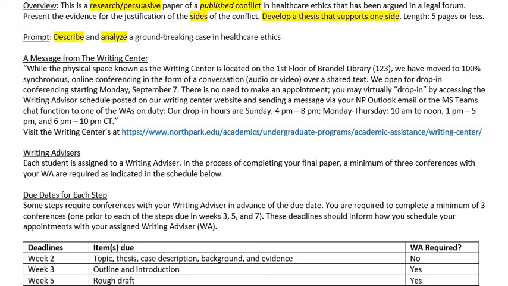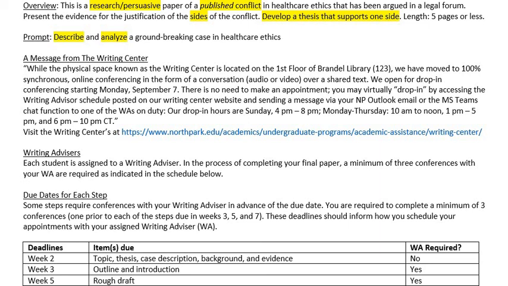All right, so here now, this shows in the overview and the prompt, the main things I've highlighted and that we can discuss. The first thing I've highlighted is research/persuasive. This right away shows us the style of the paper. We know we're going to be persuasive in making an argument. We know we're going to be using research to do so. Then we can look at what the actual writing is asking us to do. So we can see it's supposed to be on a published conflict, and we're supposed to develop a thesis that supports one side. So we need to pick a published conflict in healthcare ethics. So that'll be a court case, an ethical conflict in healthcare ethics.